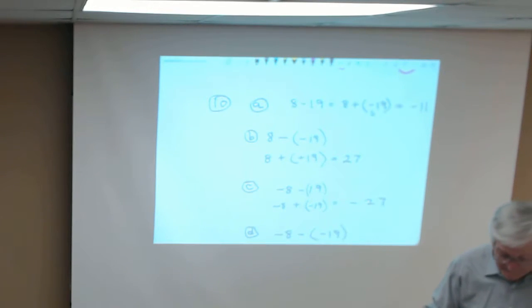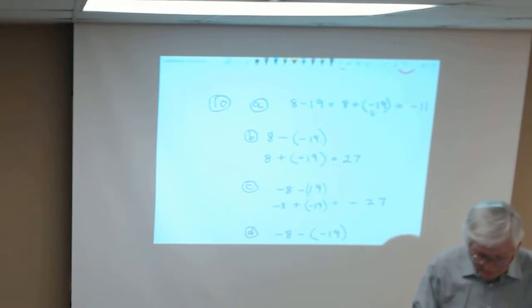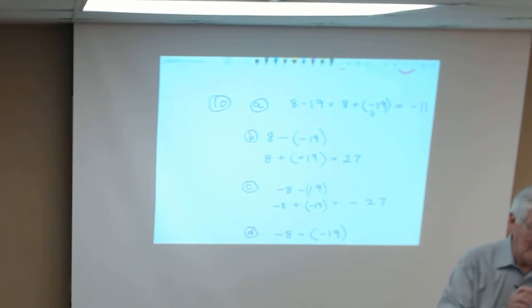Number 10. Change the following to equivalent addition problems. That means that 8 minus 19 is really 8 plus the opposite of 19. So that's 8 plus negative 19. What's the answer? Negative 11.